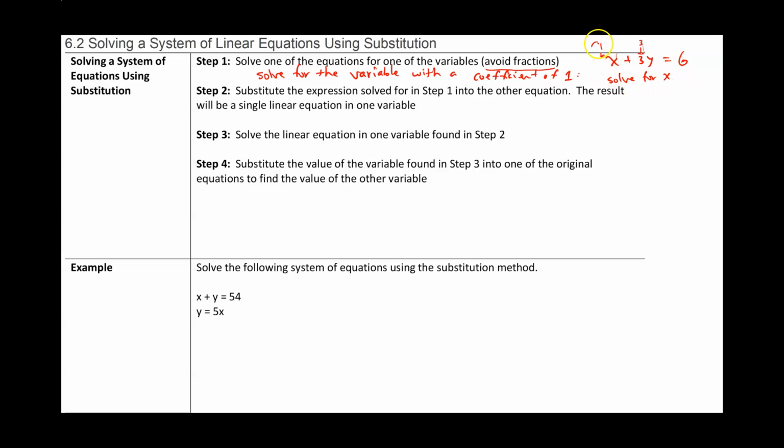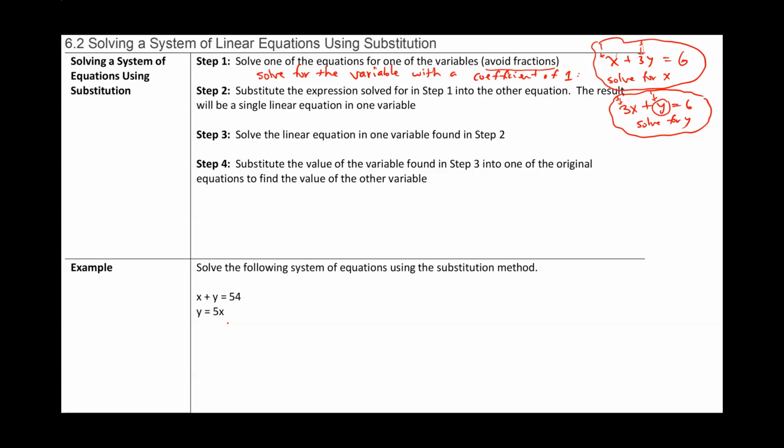Another example, let's say that we have 3x plus y equals 6. In this case, the coefficient of x is 3, and the coefficient of y is 1. So then we would solve for y, because we always want to solve for the variable with a coefficient of 1. Now from there, I'll take you through the steps as we do problems.